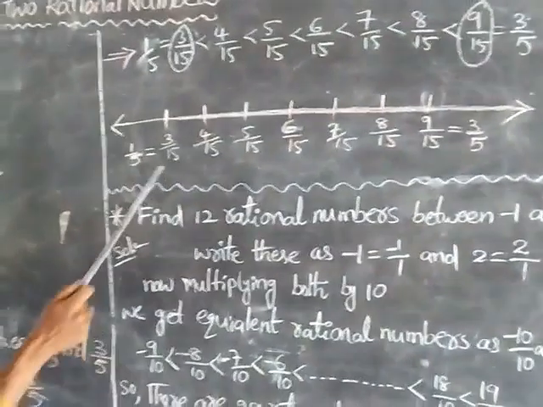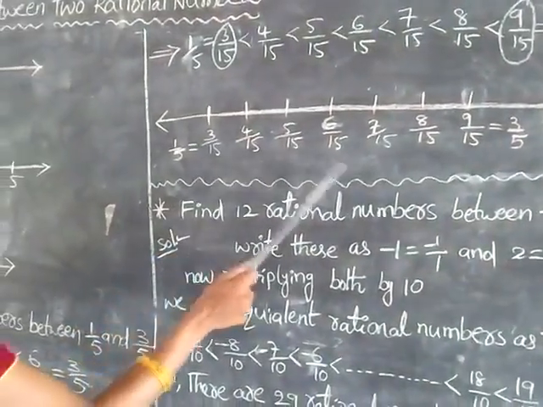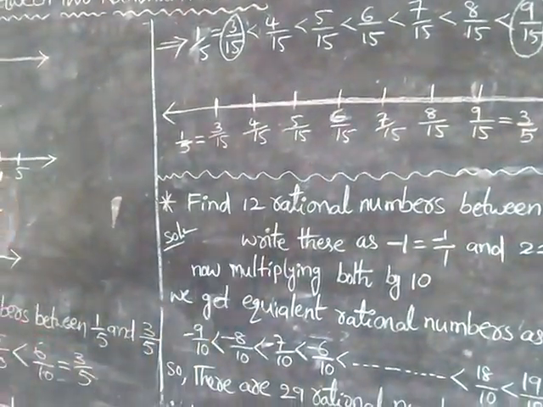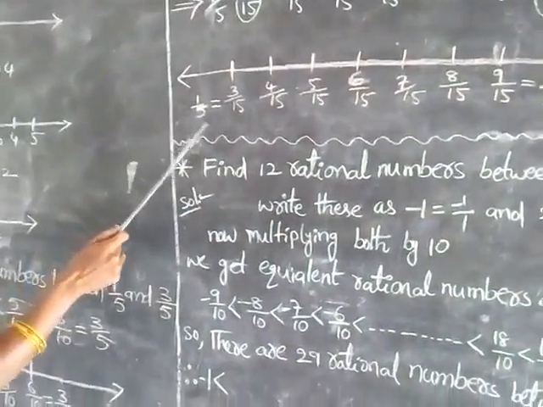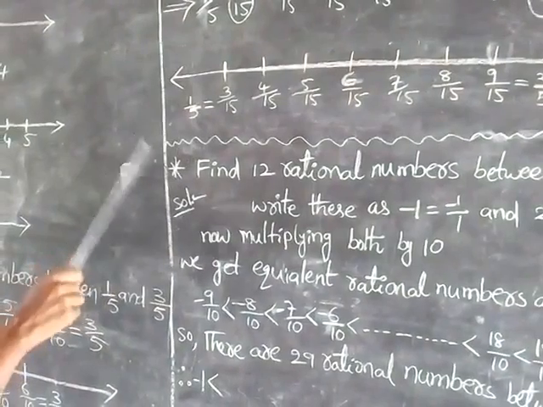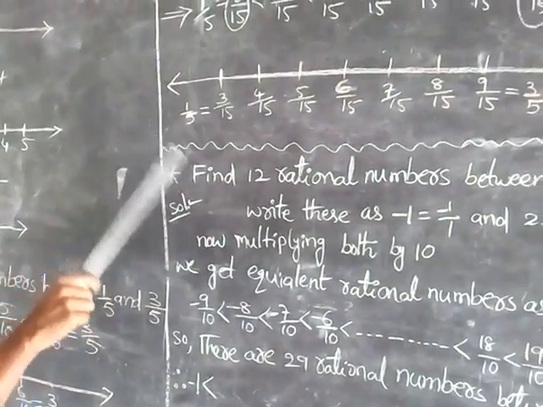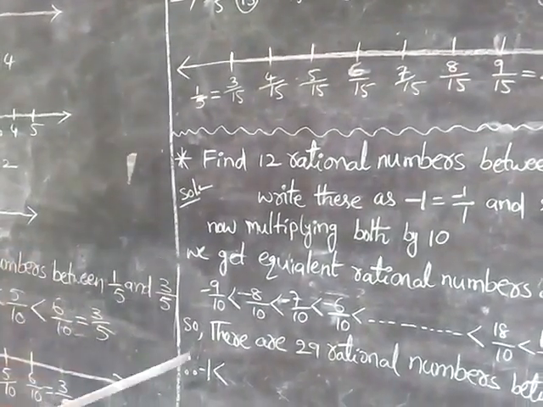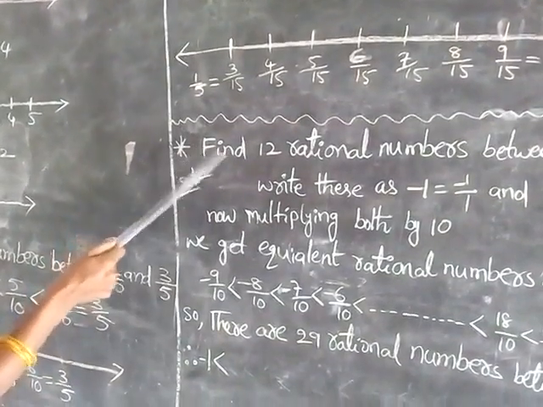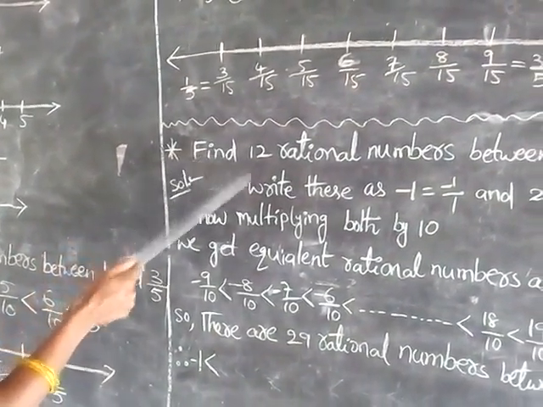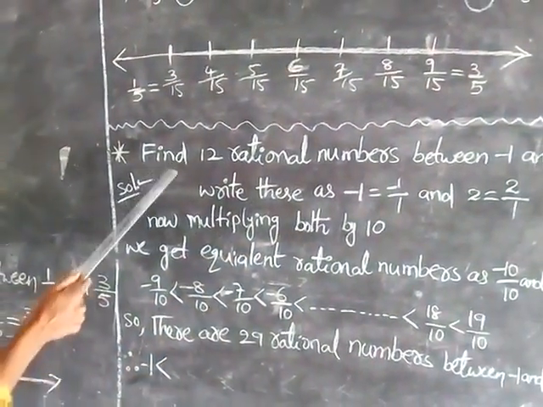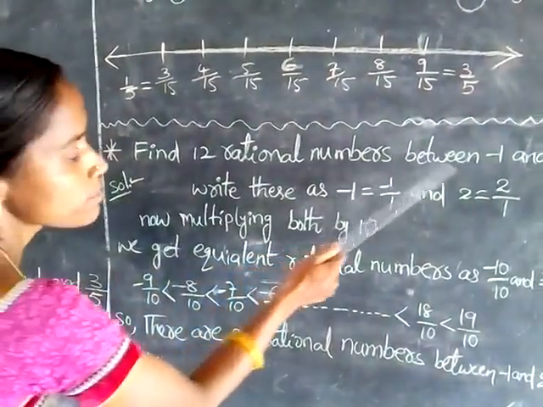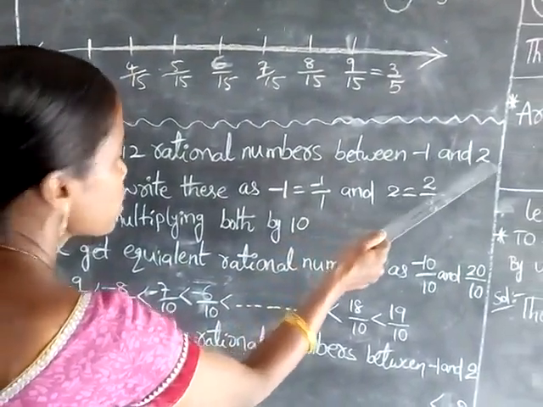Okay children? So you can see the rational numbers on the number line. In this way, we can find more and more rational numbers between any two rational numbers. To understand this clearly, you can do one question from exercise 1.2. That is, find 12 rational numbers between -1 and 2.